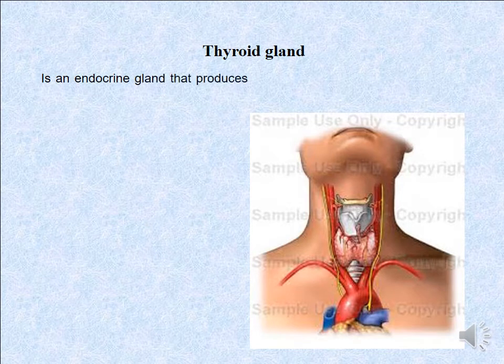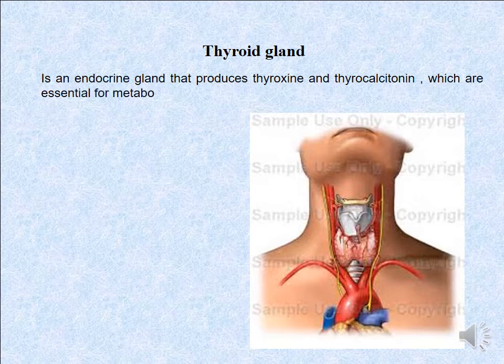The thyroid gland is an endocrine gland that produces thyroxine and thyrocartilage, which are essential for metabolism and growth. T3 and T4 is very important in the growth of any person.